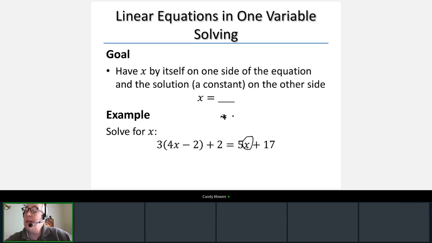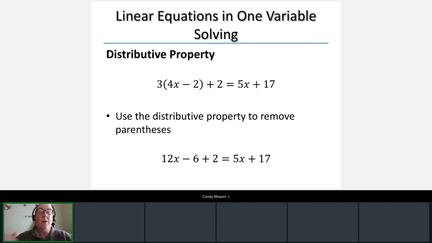So let's continue with that in mind. It's going to be like a balance scale. Whatever you do to the right to isolate and solve, you're going to do to the left. So as I said, distributive property: you distribute 3 times 4x, 12x, 3 times a negative 2 is a negative 6 plus 2. And then we remove the parentheses.